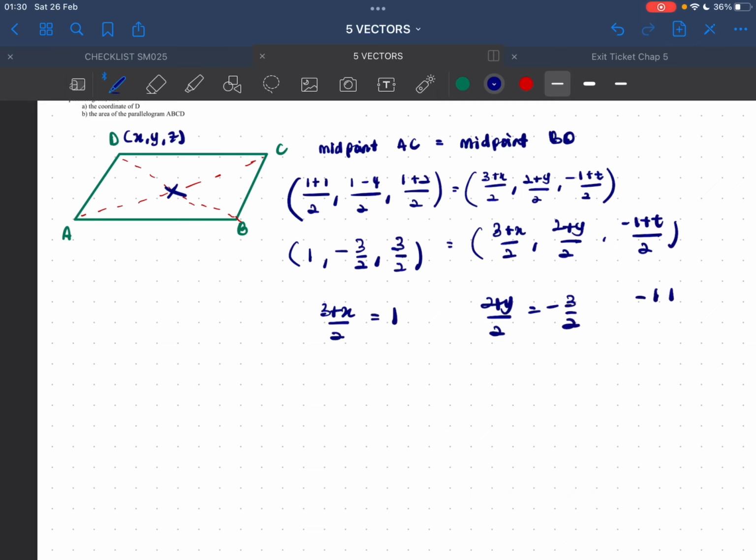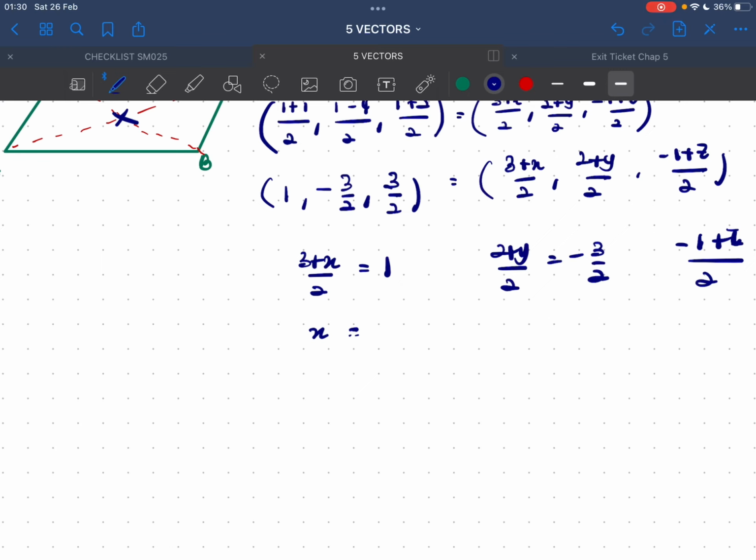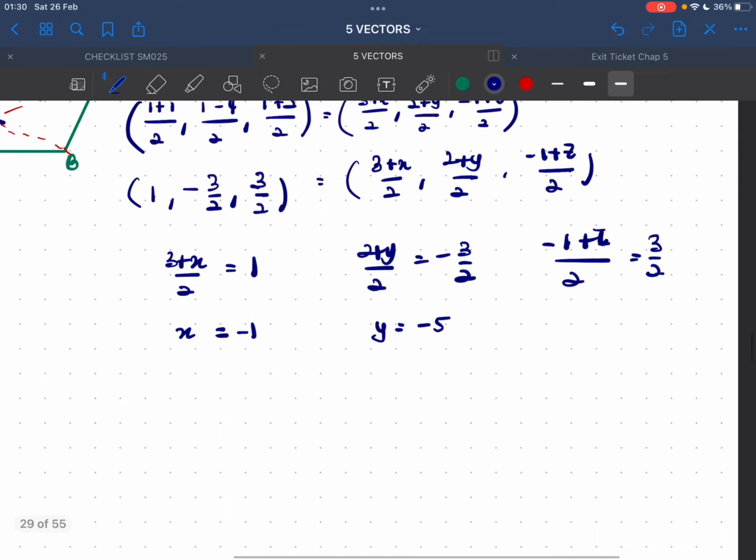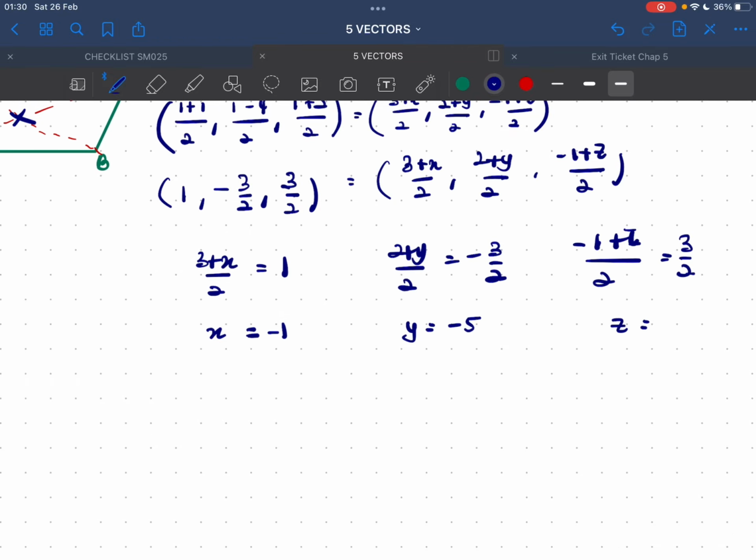And the last one, negative 1 plus Z, this one should be Z, over 2 is equal to 3 over 2. So now you can get your point, which is here we have X equals negative 1, and Y here is equal to negative 5. And lastly, Z is equal to 4. Okay, so we already have the coordinate of D, which is negative 1, negative 5, 4.